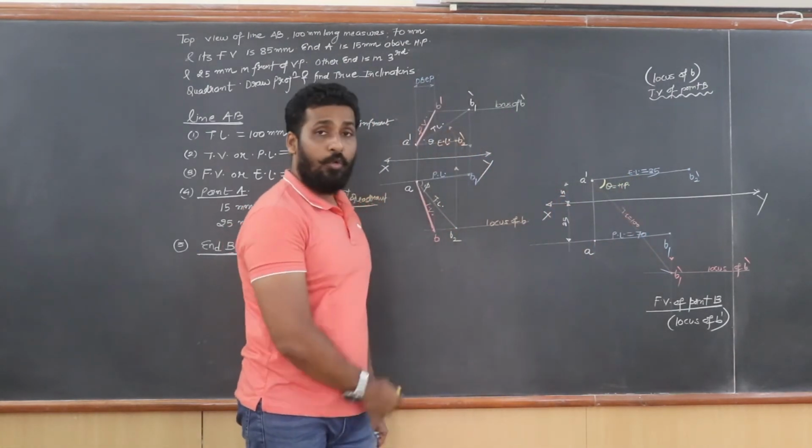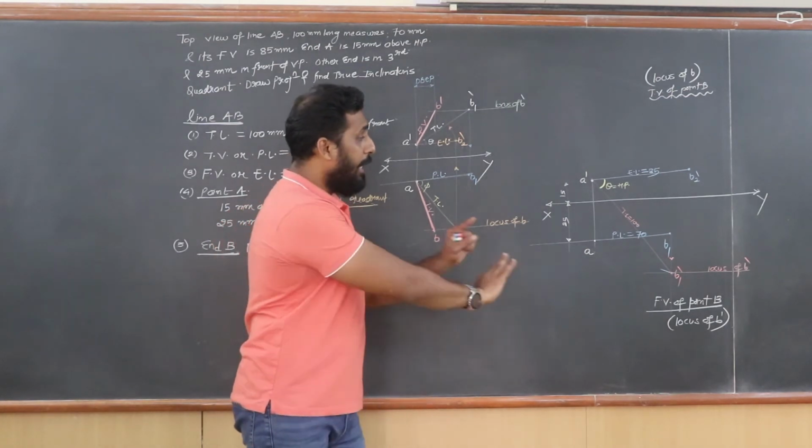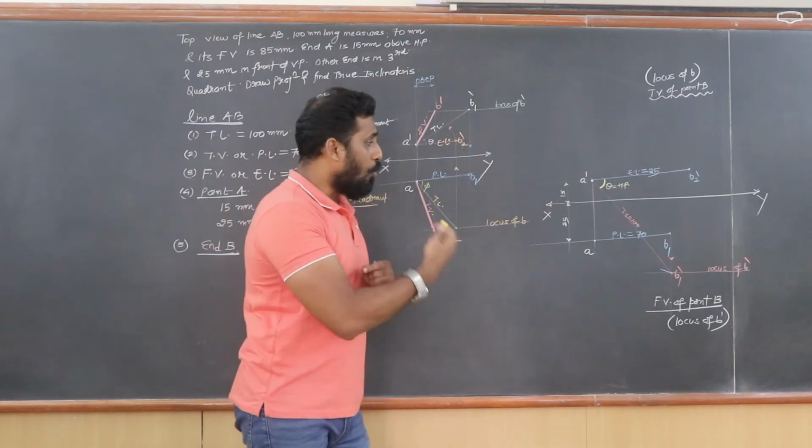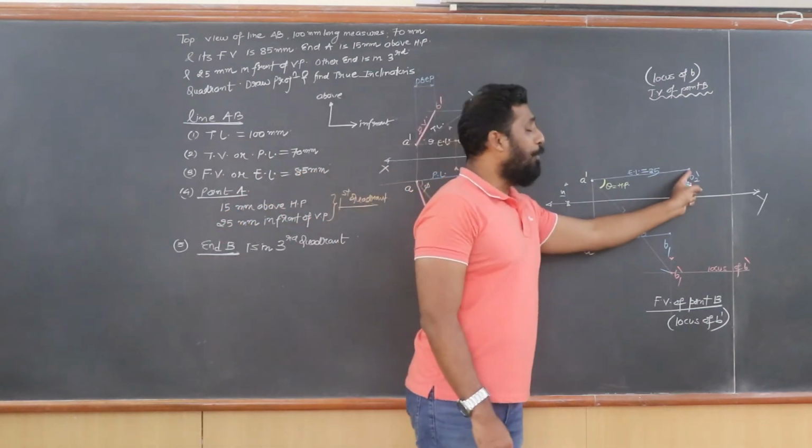So I've got the true inclination of the line. One of your answers has been obtained from here. Theta is obtained. The first stage of the problem is done. Let's go to the second stage now. Now come to B2 dash.